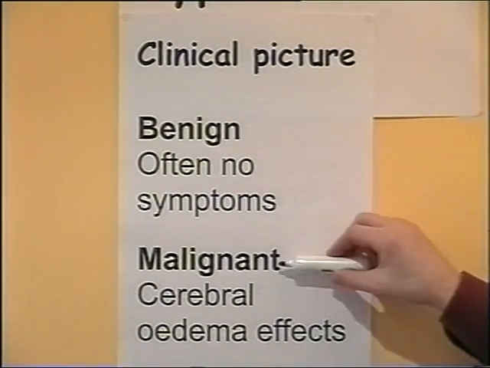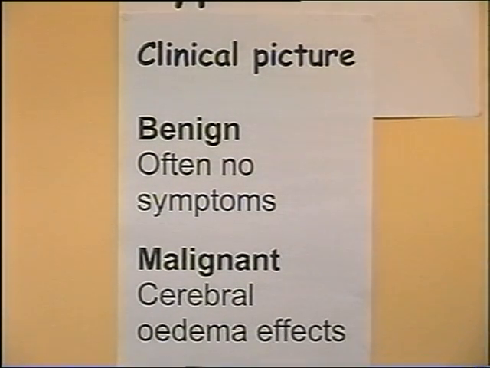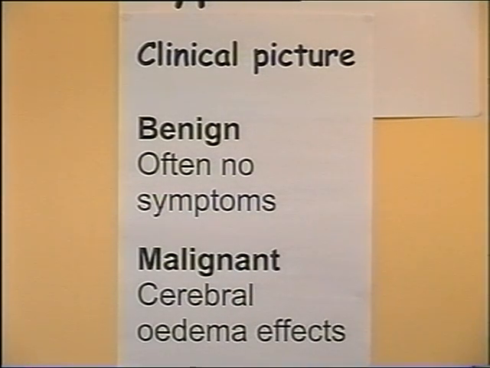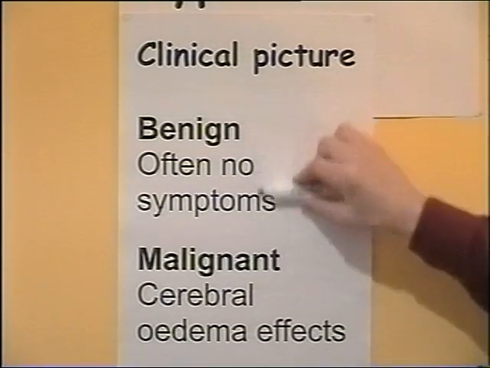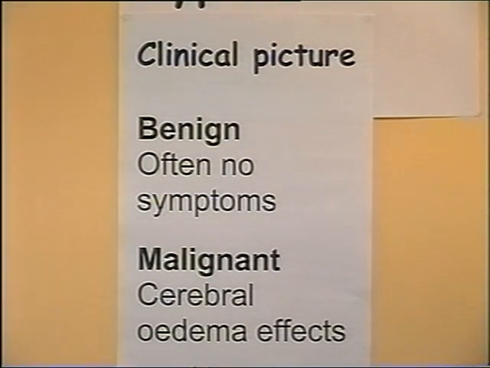So for example, usually you get nausea and vomiting. Sometimes you get headaches. There may be neurological deficits, and very commonly there are visual disturbances due to the raised intracranial pressure pushing the cerebral edema down on the optic nerves as they go along near the bottom of the brain. So remember, benign, usually no clinical features, malignant, cerebral edema effects.